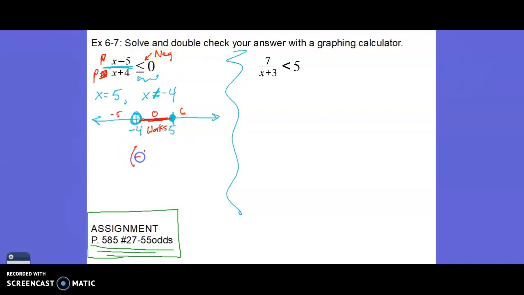So our correct answer is from negative 4 with a parenthesis, because we do not want it to equal negative 4, but a bracket at 5.